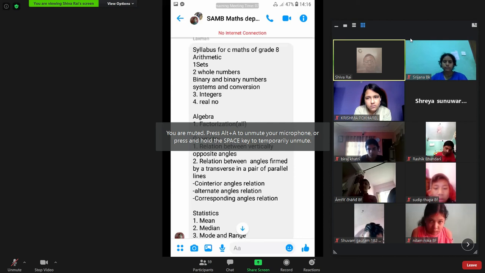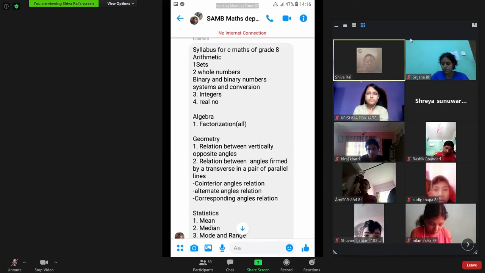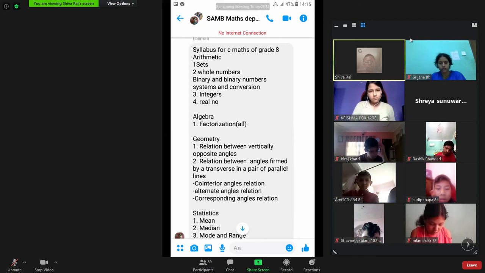Sets, whole numbers, integers, real numbers, algebra, factorization, geometry, relation between vertically opposite angles, relation between angles formed by a transversal in a pair of parallel lines, and all the mean, median, mode, and range, all this.